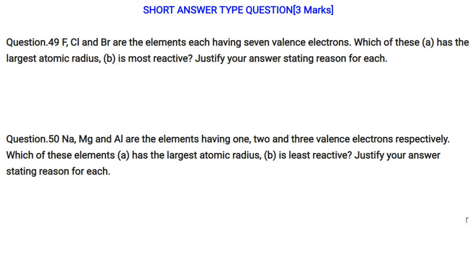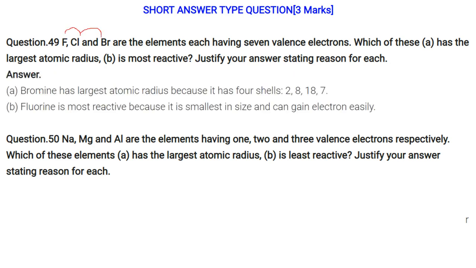F, Cl and Br, these are the elements each having 7 valence electrons. Which of these has the largest atomic radius and is most reactive? You have to justify your answer stating reason for each. So this is fluorine, chlorine and bromine. Bromine has the largest atomic radius because it has 4 shells. As the number of shells increases, the atomic radius increases. And fluorine is most reactive because it is smallest in size. It can gain an electron quite easily.